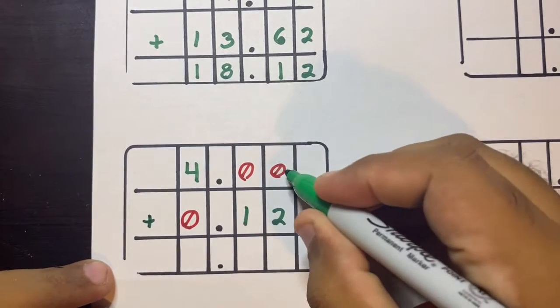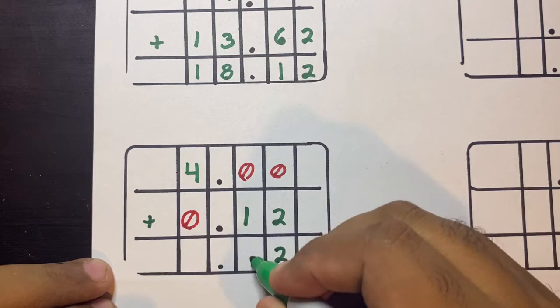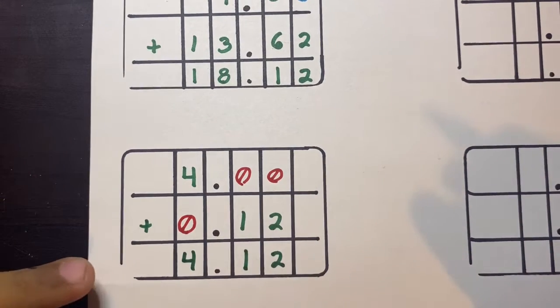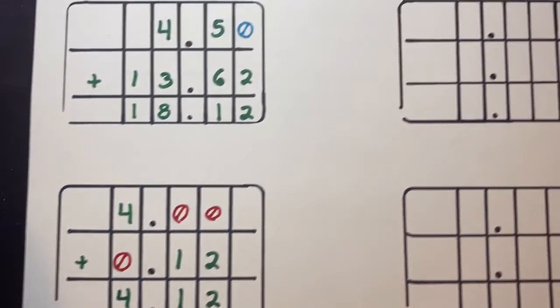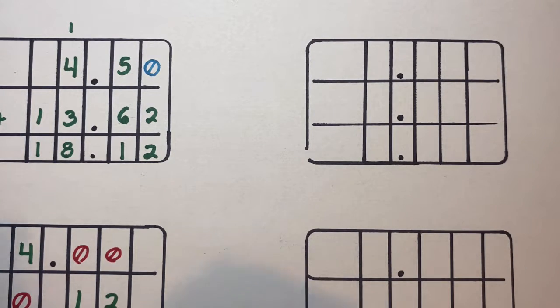So 0 plus 2 is 2. 0 plus 1 is 1. And then 4 plus 0 is 4. That's the answer. See? Not that difficult. Well, Mr. V, what if it has more than 2 decimals or more than 1 whole number? That's fine too. Totally fine with it.